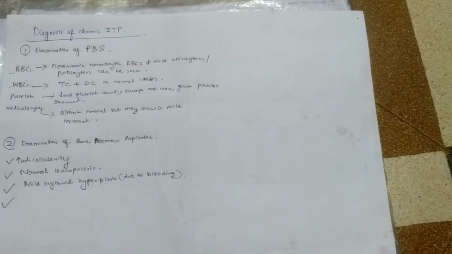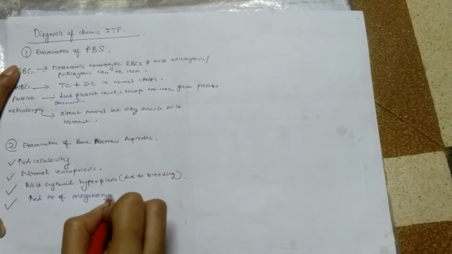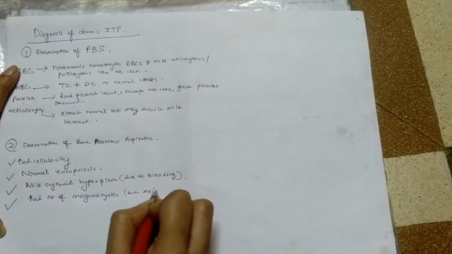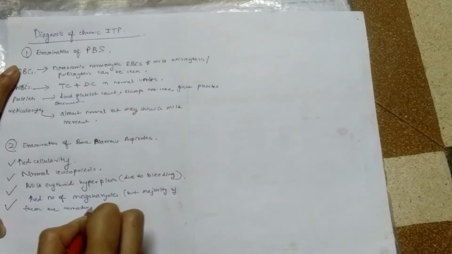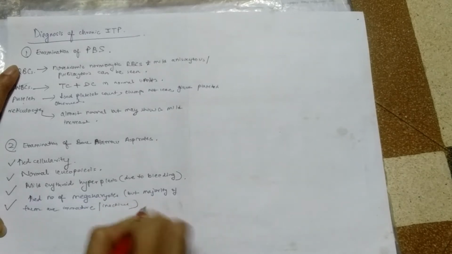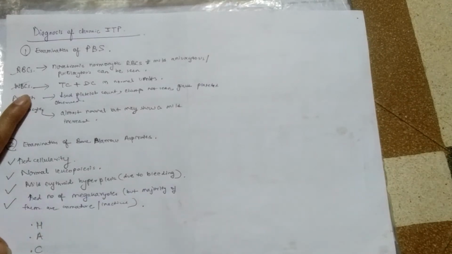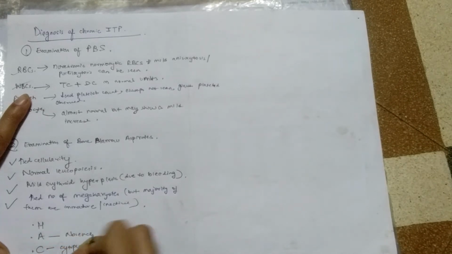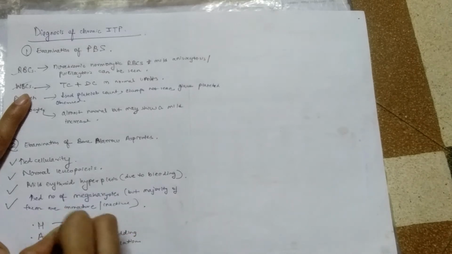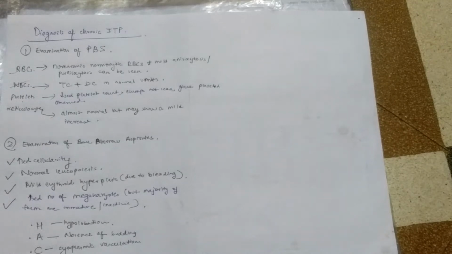Next up, very important, you have the increased number of megakaryocytes. But the majority of them are immature or inactive. And this is characterized by cytoplasmic vacuolations, absence of budding, and hypolobation. Okay, this is the bone marrow examination.